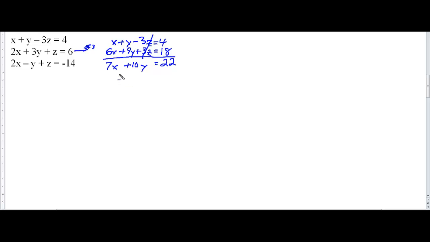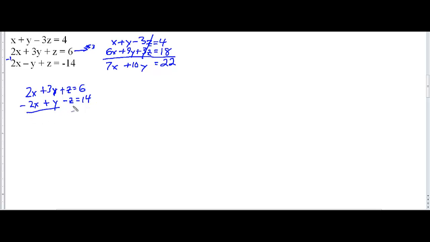Now that may not have helped too much here, but by putting these top two lines together, I've eliminated the z's. So now what I'm going to do is go and do the same thing with these bottom two lines. Now what I will do is I will take these bottom two lines and multiply by a -1. So I'm going to multiply that by a -1 in the bottom. So that's going to make my top line, I'm going to rewrite this, 2x plus 3y plus z equals 6. And I'm going to have a -2x, which is going to be kind of nice, plus a y to add to my 3y, minus my z equals positive 14.